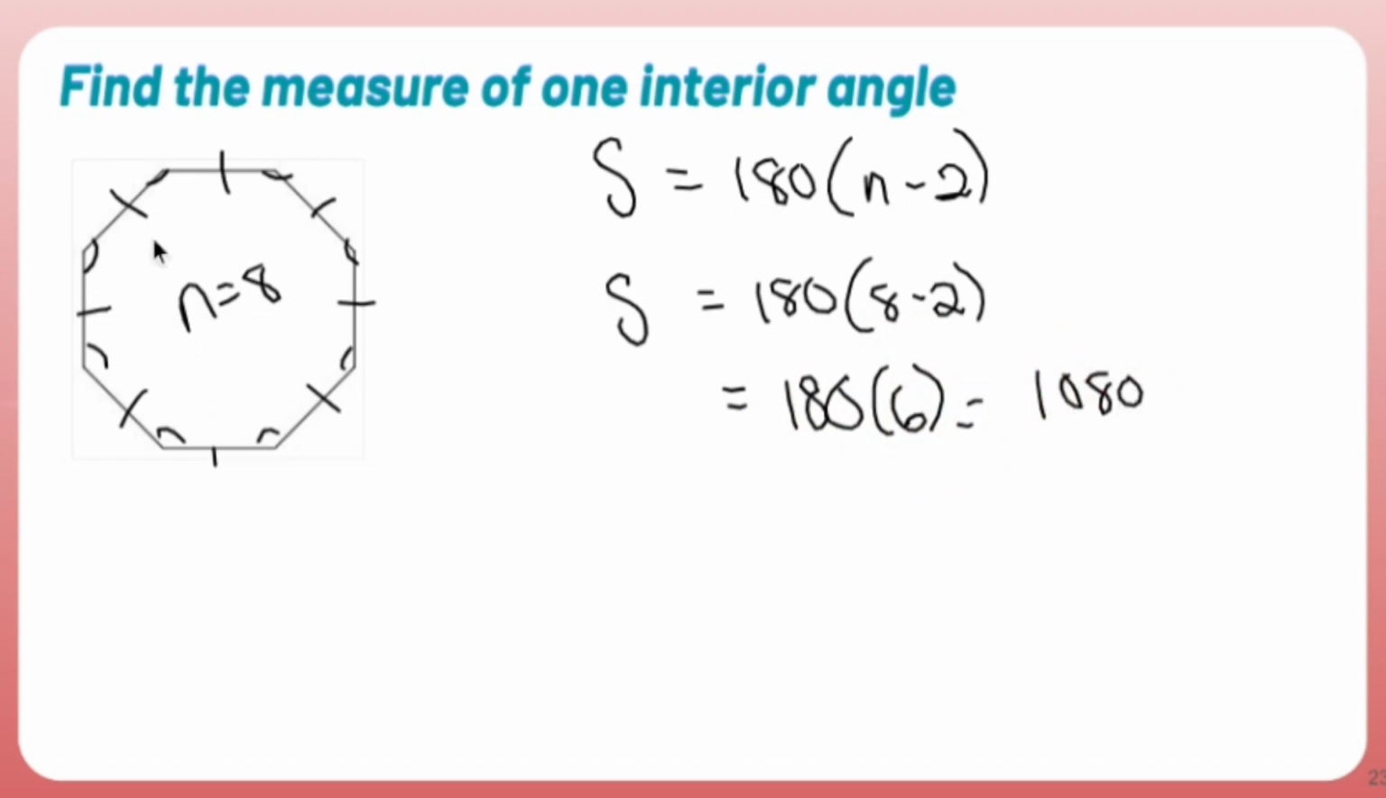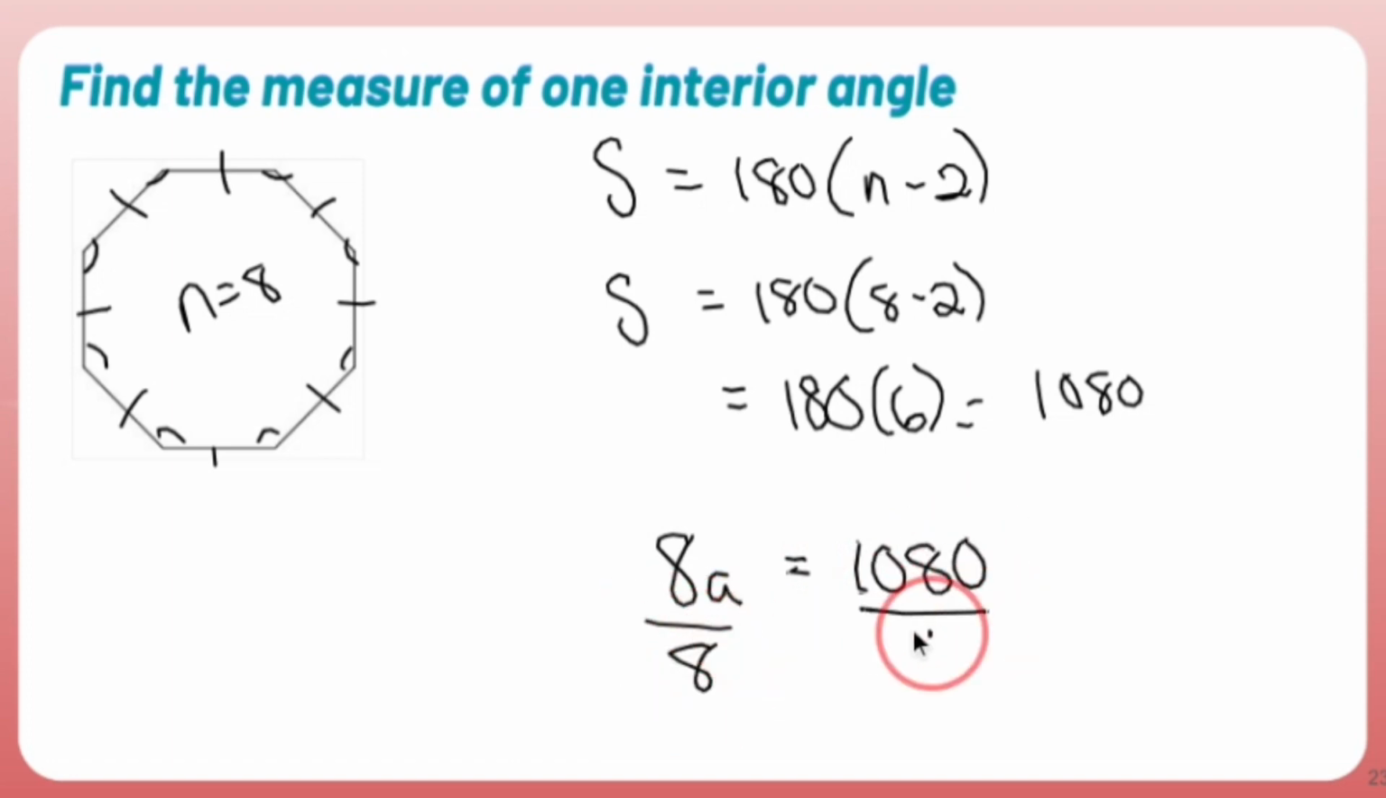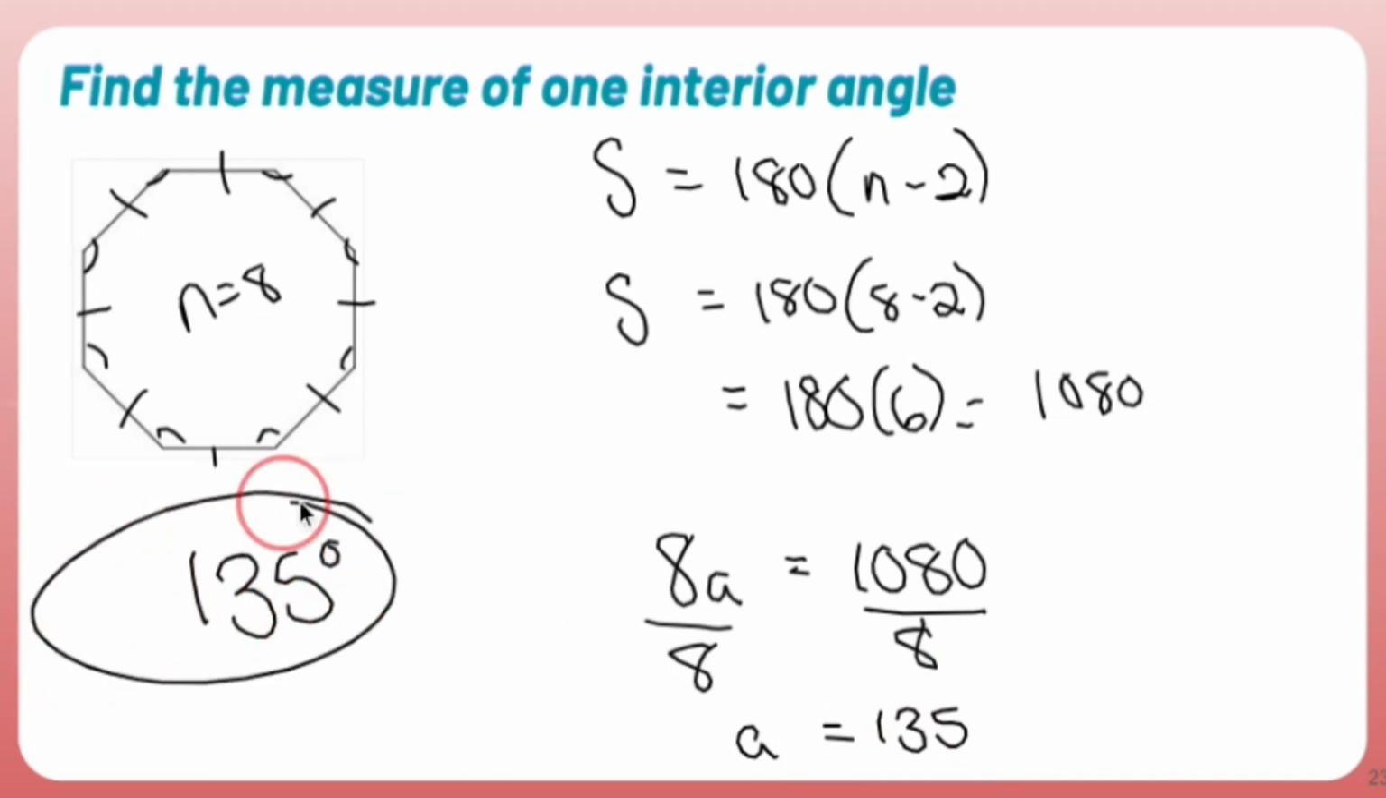Now this is the degrees of everything. If all of these add up to 1080 degrees, that means 8 of the same exact measurement. 8 of the same angle. So I will say 8A for angle equals 1080 degrees. Divide both sides by 8, and you end up with 135, which means each interior angle is 135 degrees.